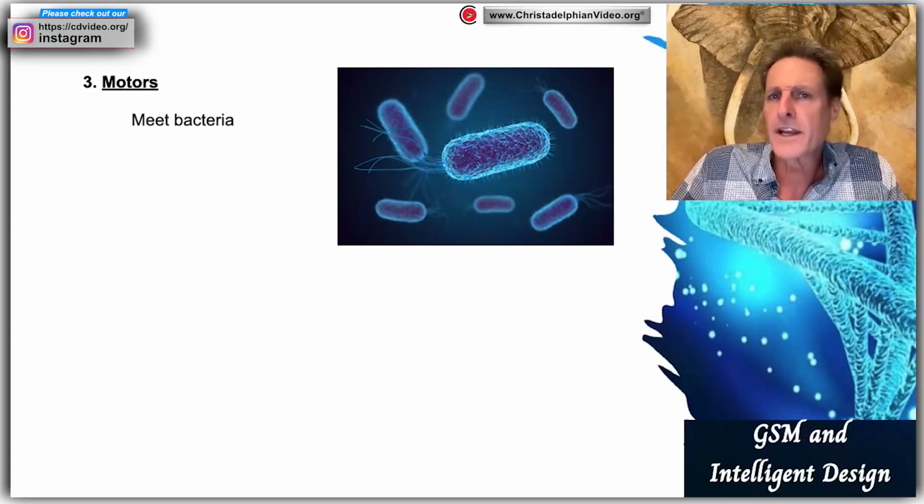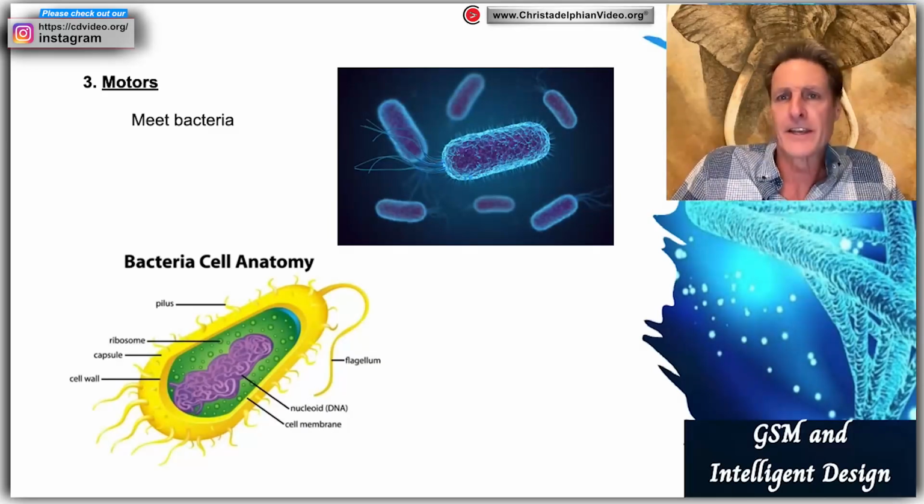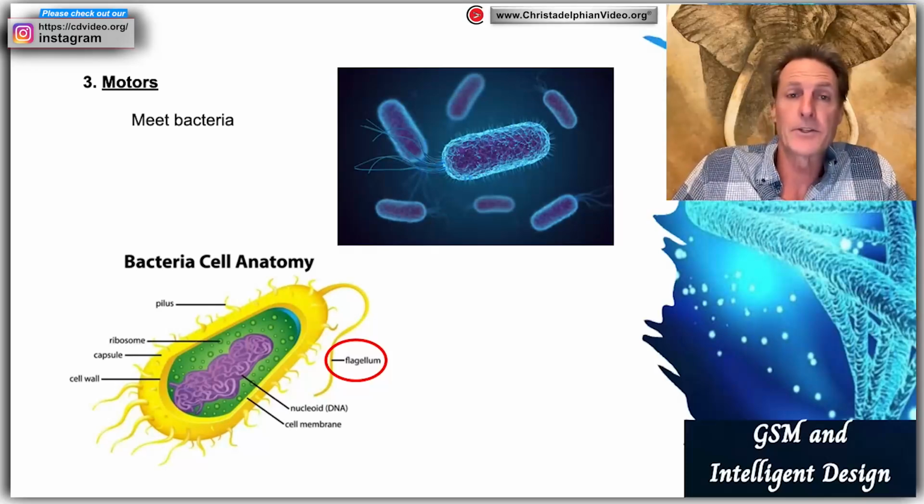Now, have you ever wondered how these little bacteria get around? They don't have legs to crawl or wings to fly. Well, they use this little tail of theirs. Sometimes they have more than one. And this tail is called their flagellum. But how does it work? They can't wag it like a dog. That's not going to help much.